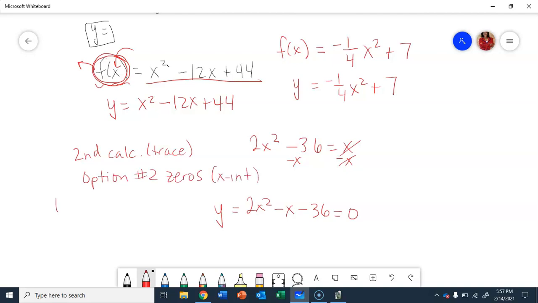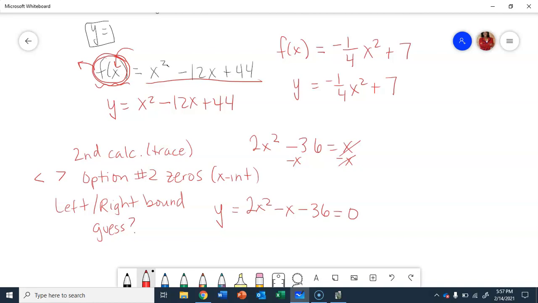And then you do the thing that says left bound. You scroll to the left, then it'll ask you right bound. Scroll to the right of the parabola and you use those side arrows, left and right. Once you hit enter on the left side and the right side, then the next thing is you want to guess. And you try to get as close to the x-axis as you can, and it will give you the answer to your x-intercept.